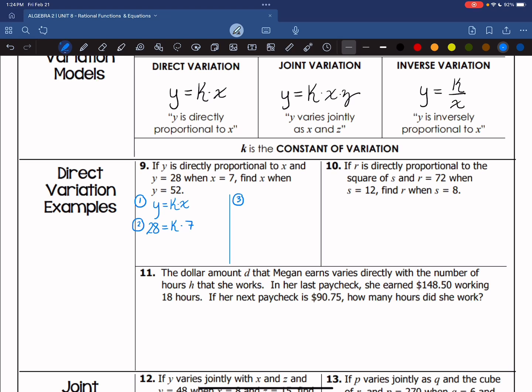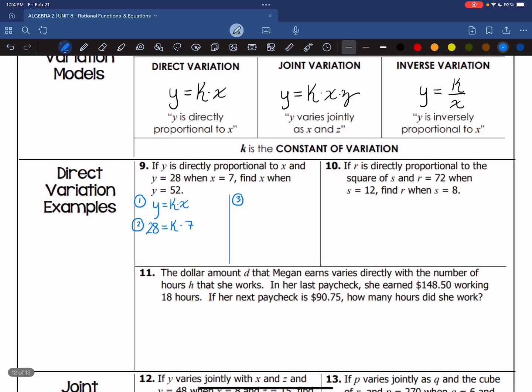Now let's go ahead and solve for our K value. To do that, I would need to divide by 7 on each side. And dividing by 7 on each side is going to give me what is my value for K? K is going to be, let me scoot this up just a little bit. What do we get when we divide 28 by 7? That is going to be 4.